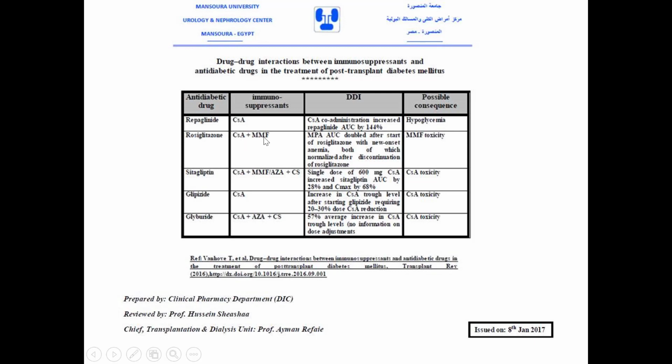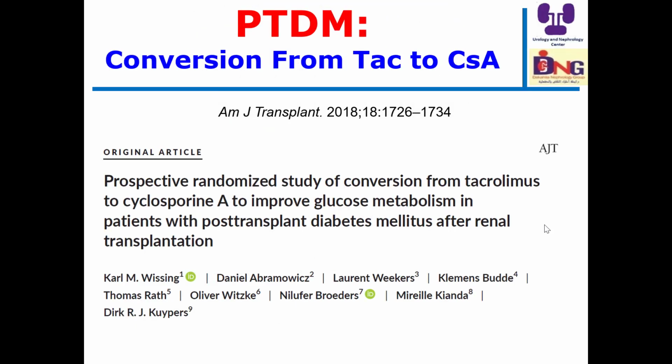Cyclosporin and MMF with rosiglitazone may increase the mycophenolic acid area under the curve, so we should be cautious in monitoring the patients on MMF. Sitagliptin increases cyclosporin toxicity, and glipizide and glyburide the same, increasing cyclosporin toxicity. So it's better to put these points in our mind while we are selecting drugs.